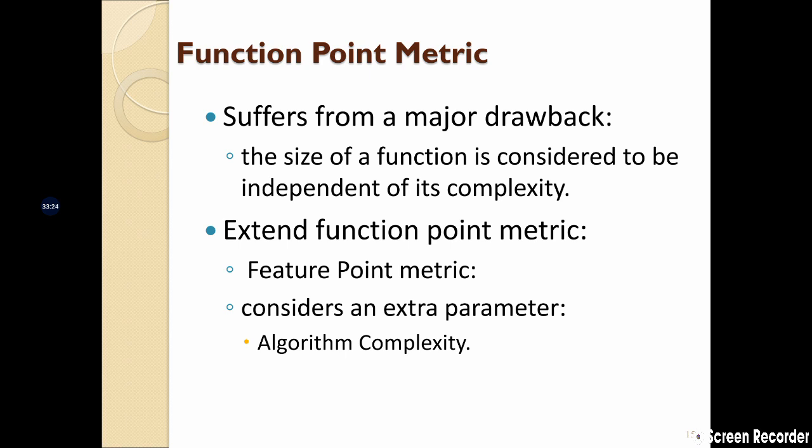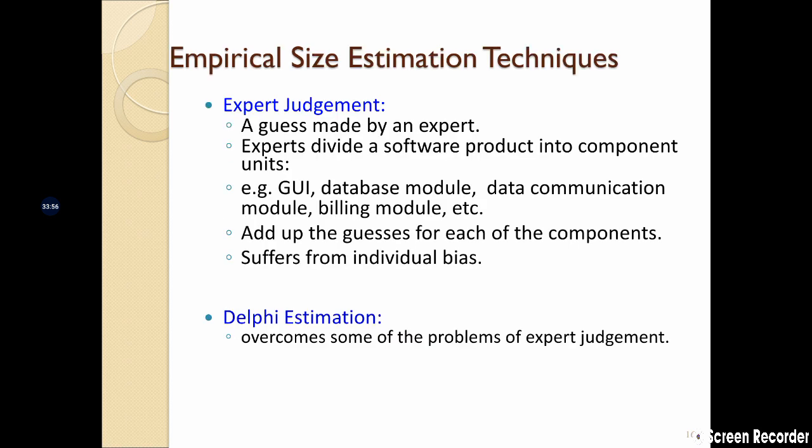Now there is an extended function point metric which adds an extra parameter, and that extra parameter is the complexity of the algorithm that the function is implementing. So it's just an extension of function point, where you add in the extra parameter which you were missing out on. This is not something that is important for you to delve into. You just need a basic understanding of what these are, and that should be enough.